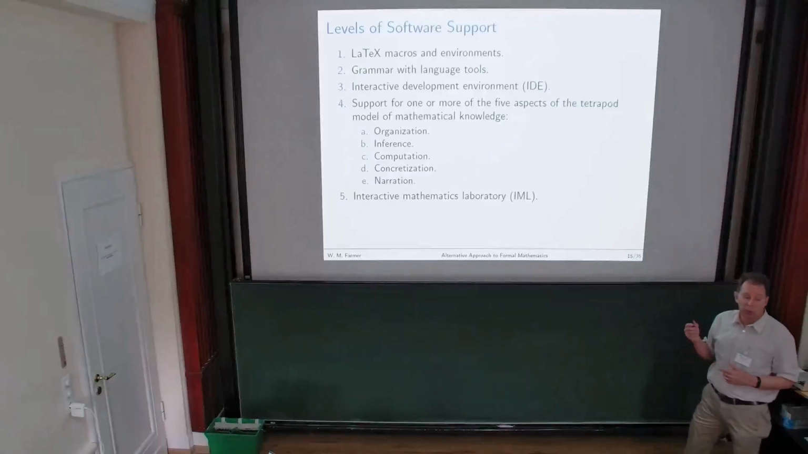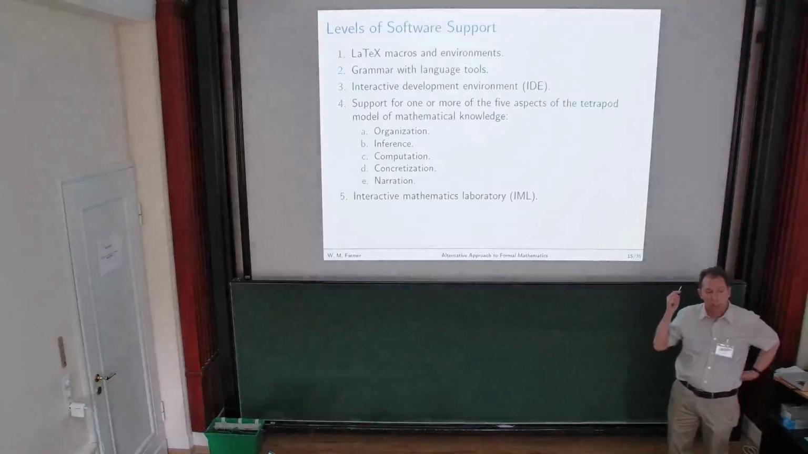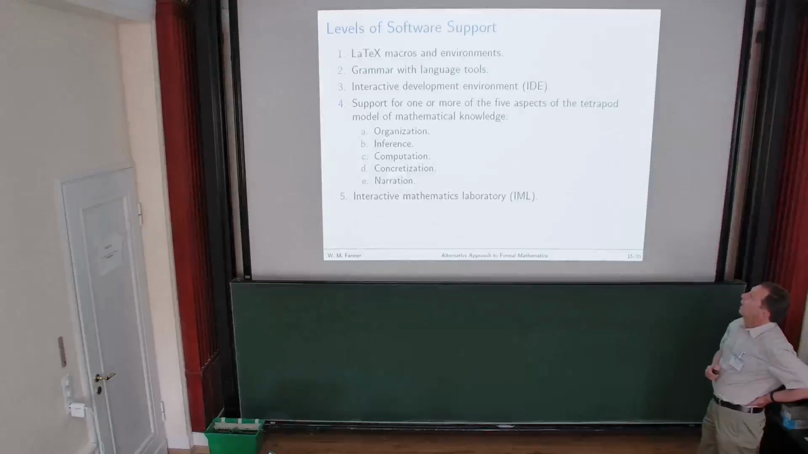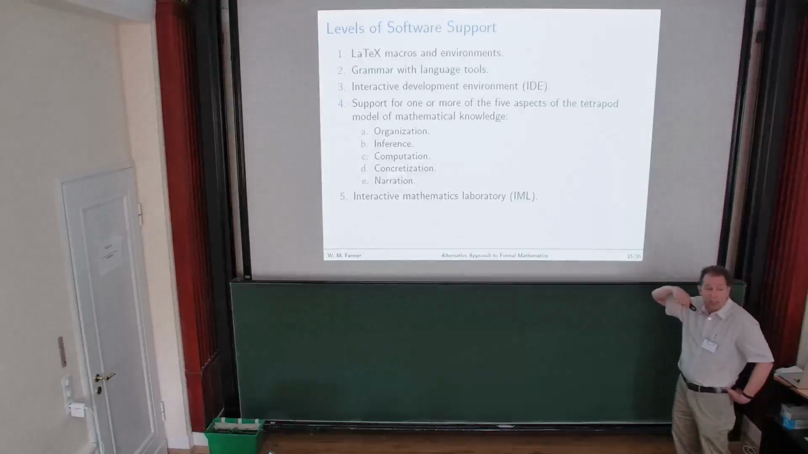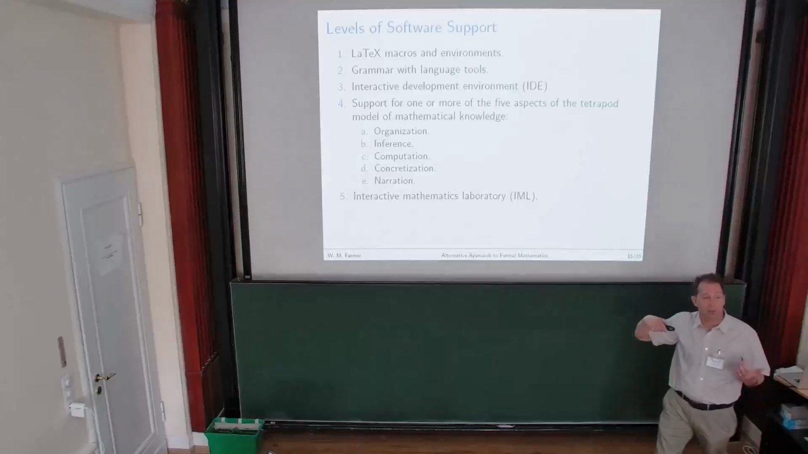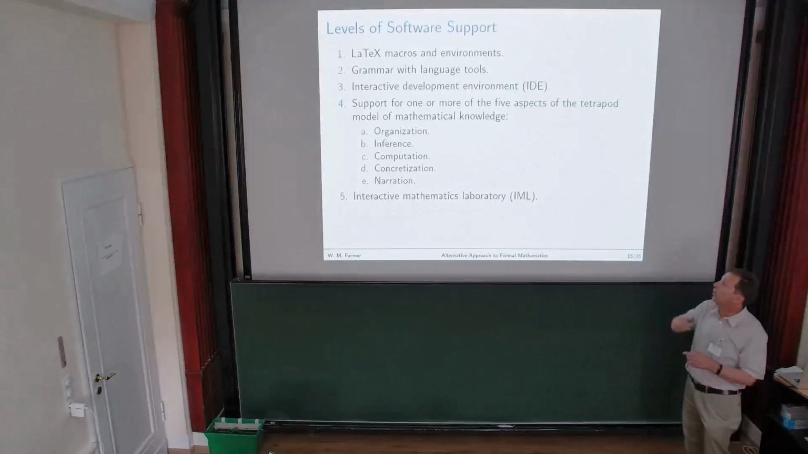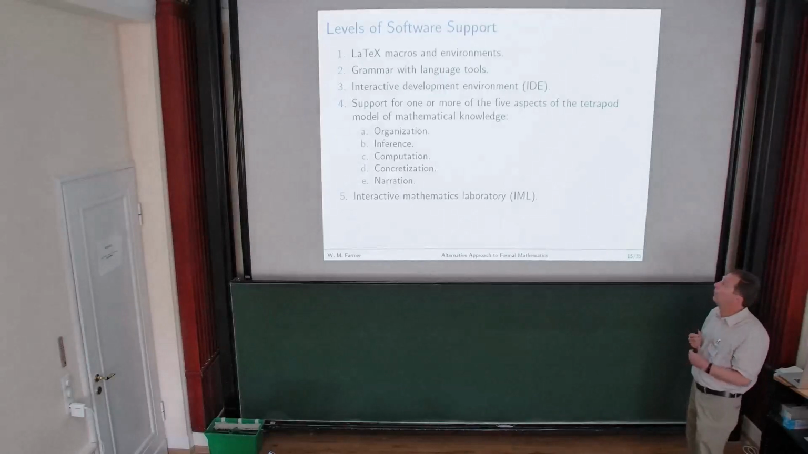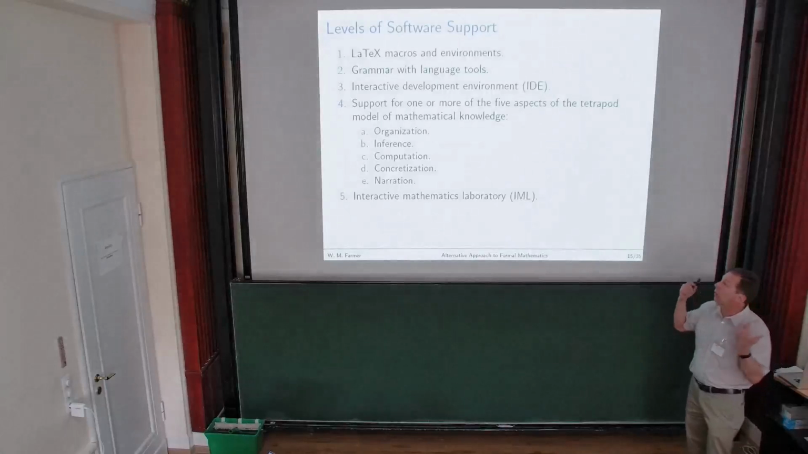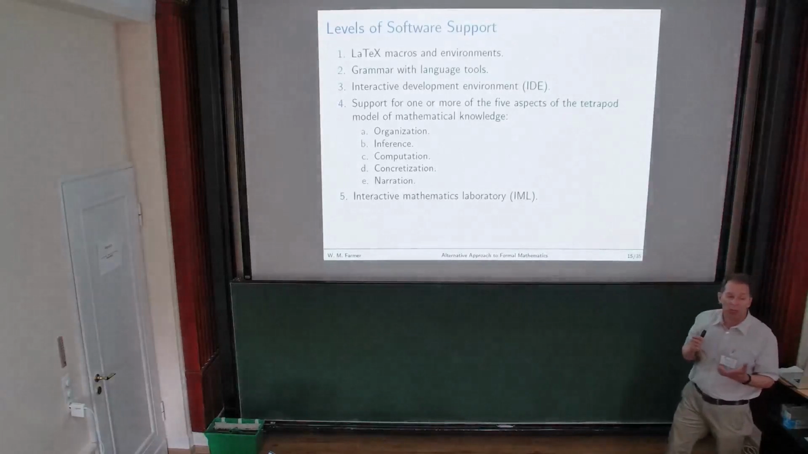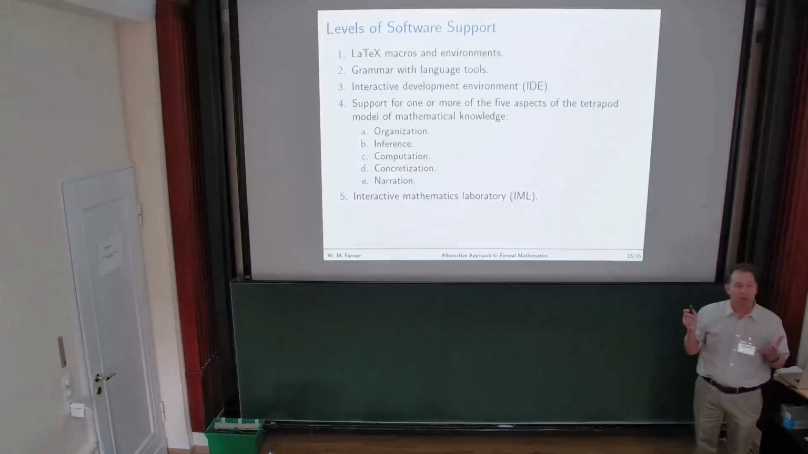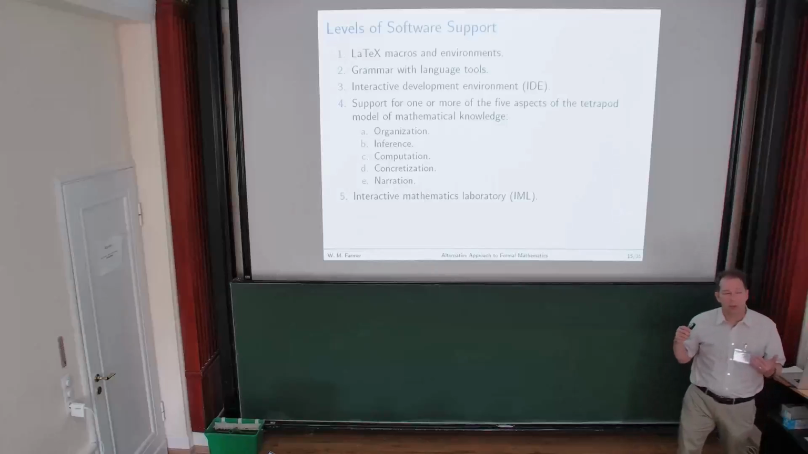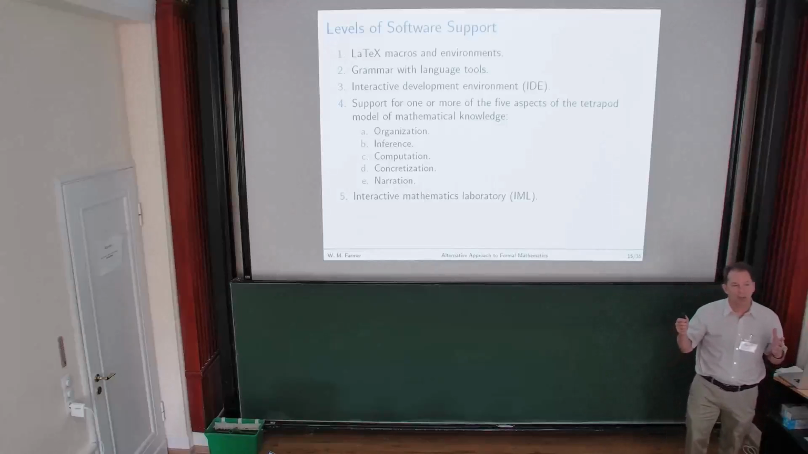But if you don't have formal proofs, you can still take this approach and you can have very minimal software support. So you can start with just macros and environments. You could create a grammar for your language and have various tools, parsing tools, and so forth. You could go farther and have an interactive development environment. Then you could even go farther and have support, as I say here, for one of the 5 aspects of the tetrapod model of mathematical knowledge. So this is a model of how you can think about mathematical knowledge.